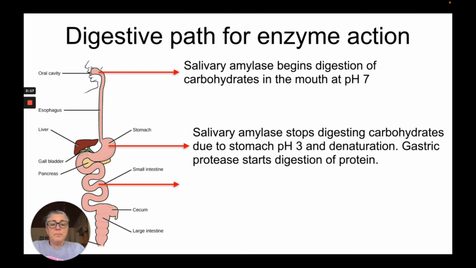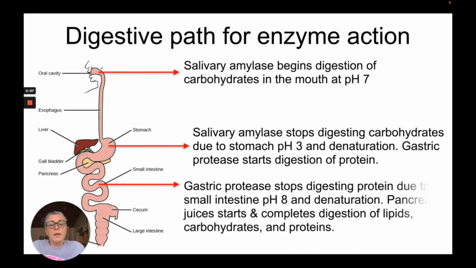Once the bolus becomes chyme in the stomach, it will then be pushed along into the small intestine. At this point, the gastric protease will stop digesting the protein due to the pH of the small intestine, which is 8, and so that enzyme will become denatured. Pancreatic juices, therefore, will then start and complete digestion of lipids, carbohydrates, and proteins in its optimum pH of 8.